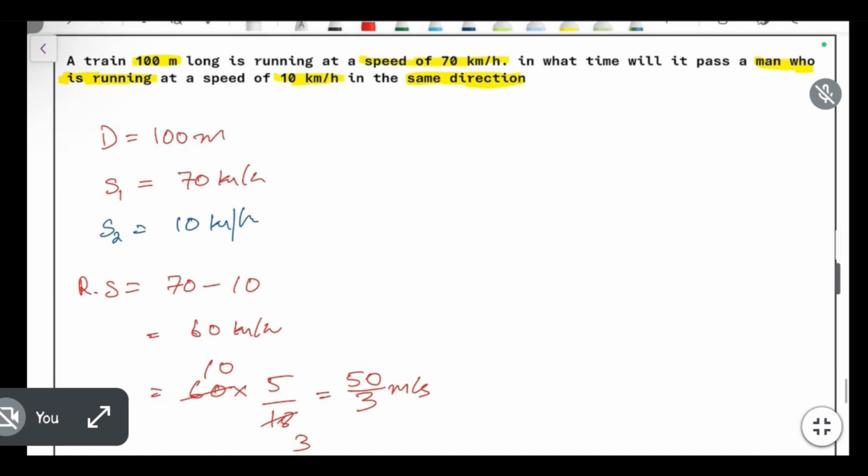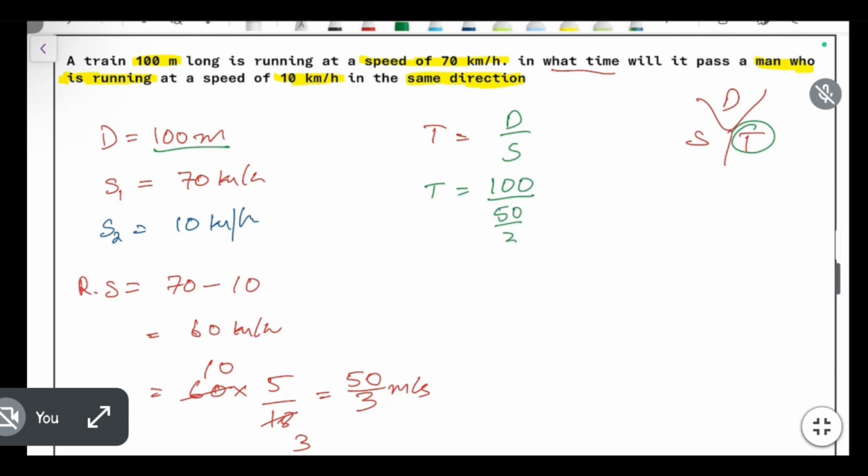Now that we have everything, by the formula of distance, speed, time, we need to find what? The time taken. So we need to find time here. Time is equal to distance by speed. So time is equal to, distance is how much? Distance is 100 meter, because it is the length of the train only, because we are comparing it with a man. So the distance will be 100, and the speed will be 50 divided by 3 meter per second.